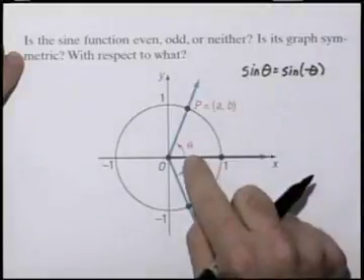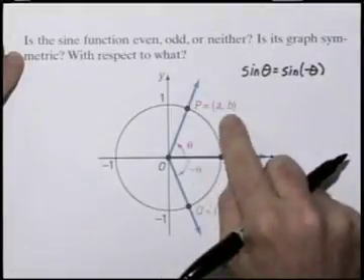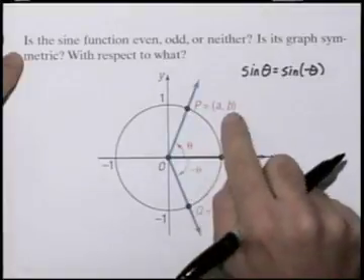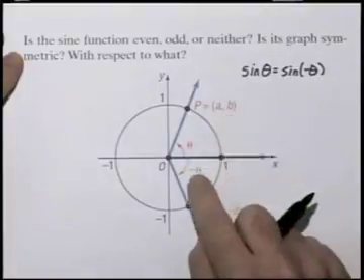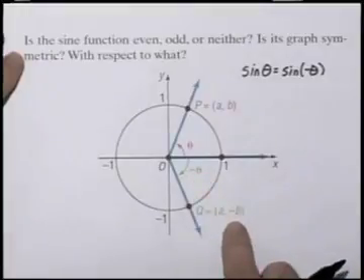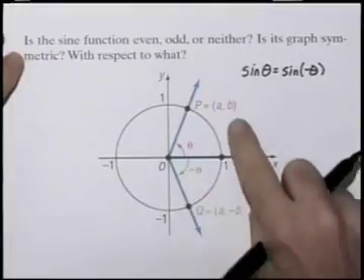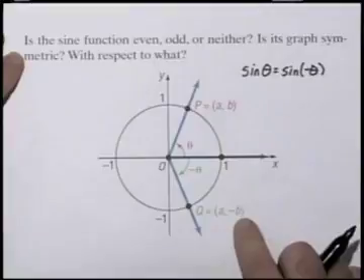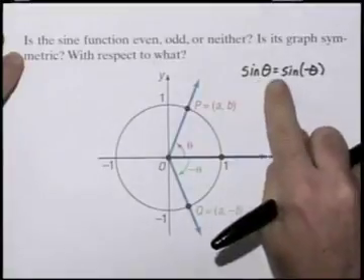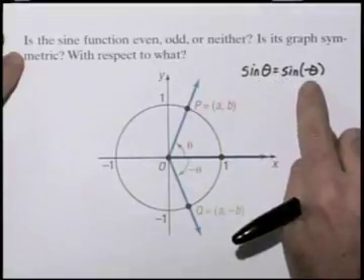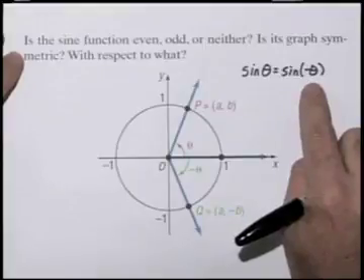The sine of theta is equal to the y-coordinate of the point corresponding to the angle theta, so the sine of theta is b. The sine of negative theta is negative b. Because b does not equal negative b, sine of theta does not equal the sine of negative theta, and therefore the sine function is not even.